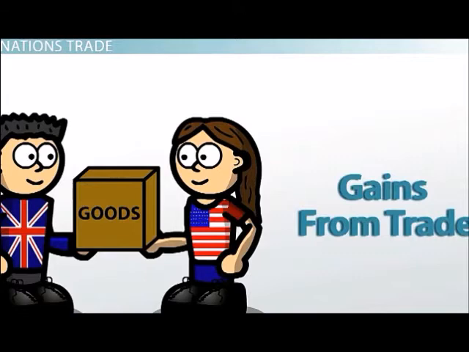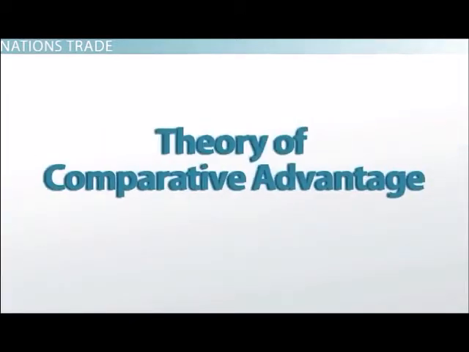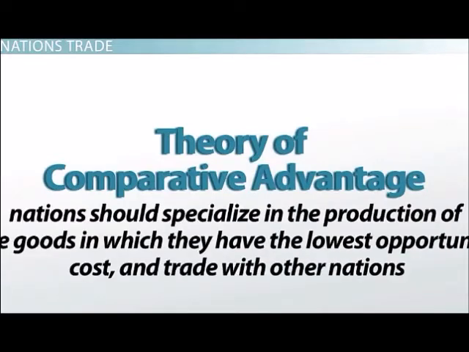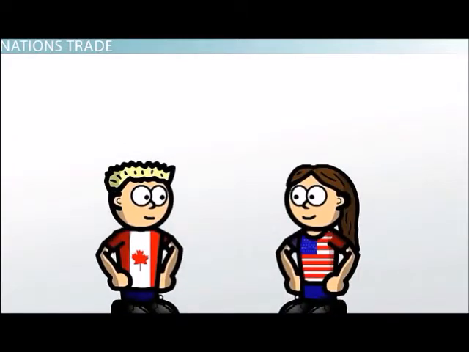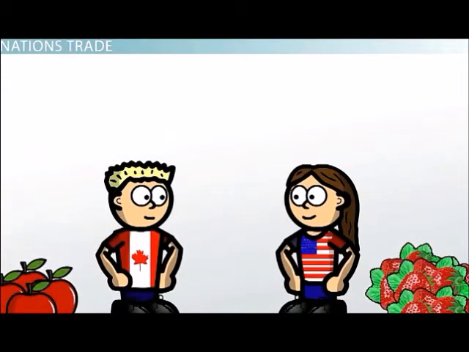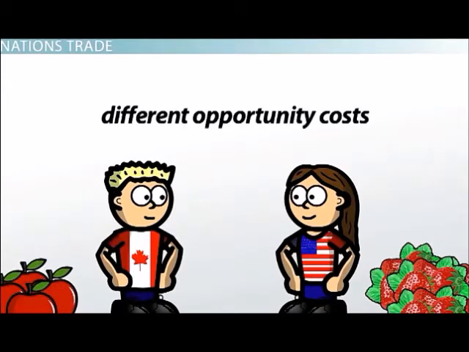did economist David Ricardo. The theory of comparative advantage teaches us that nations should specialize in the production of the goods in which they have the lowest opportunity cost and trade with other nations. The reason this works is because nations tend to have different resources and they're not equally efficient when they're producing goods, which means that they have different opportunity costs.